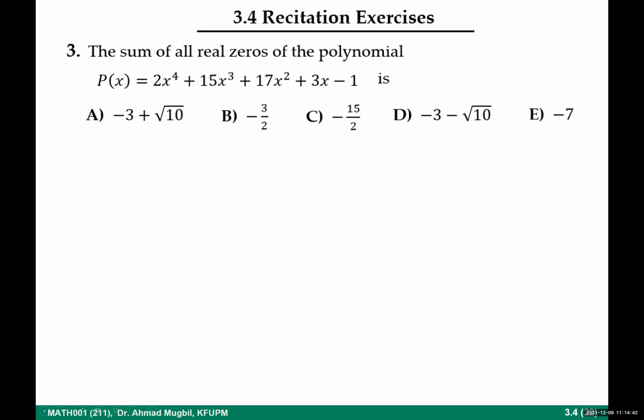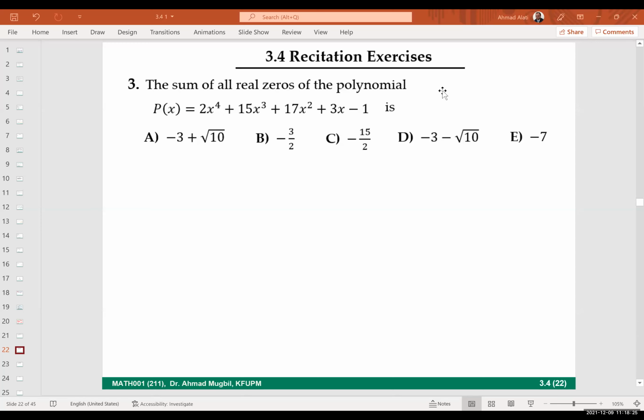Try to solve it. During that, I'll take the attendance and pause the record. Any news?